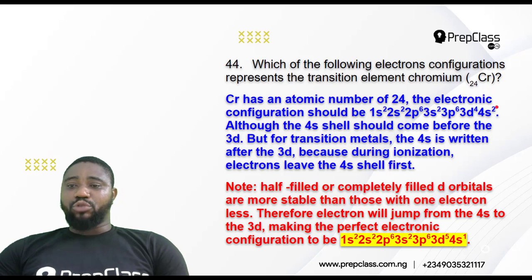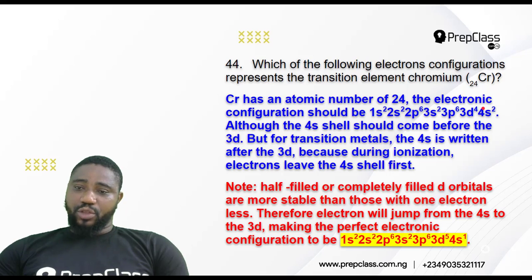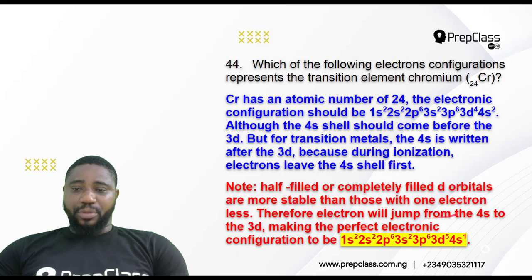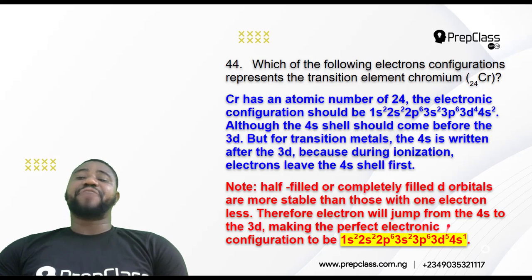So because of that, electron will jump from this 4s1 to here to make this one 3d5. Are you following? So therefore electron will jump from the 4s orbital to a 3d, making a perfect electronic configuration to be 1s2, 2s2, 2p6, 3s2, 3p6, 3d5, and 4s1, because electron will jump from this 4s2 to this 3d4 to make this one 3d5 and 4s1. So this will be the correct electronic configuration: 1s2, 2s2, 2p6, 3s2, 3p6, 3d5, and 4s1.